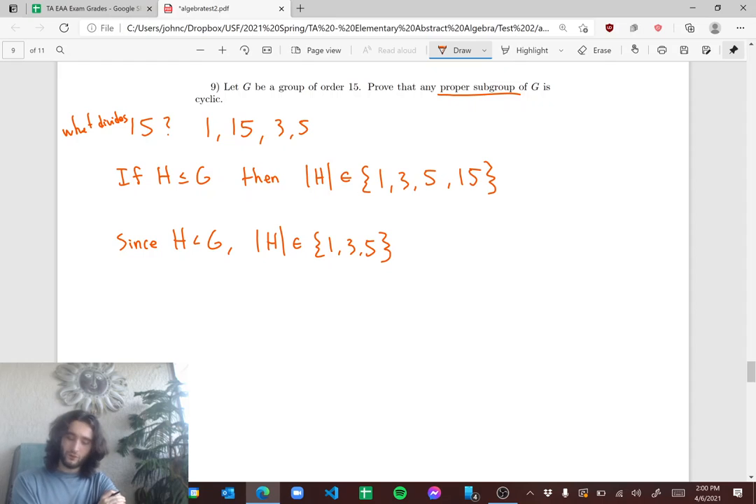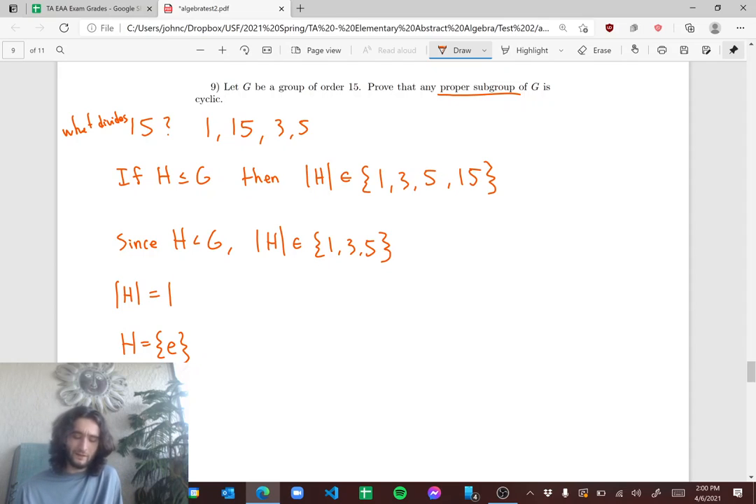Now let's consider those 3 possibilities. Say H is of size 1. Well, then H is just the trivial subgroup, and of course that is cyclic. It's generated by the identity, so that is cyclic indeed.